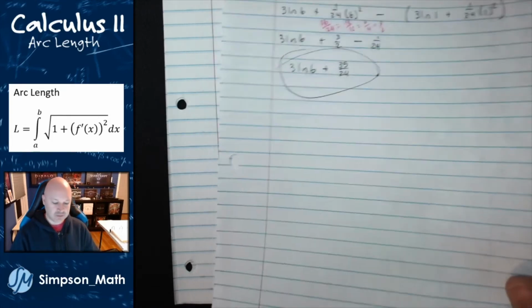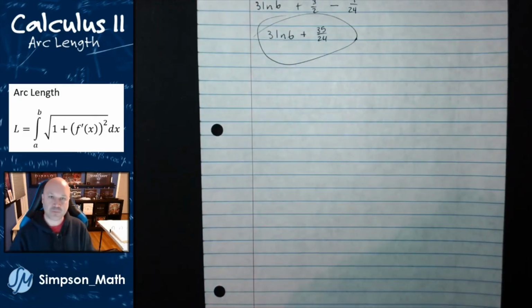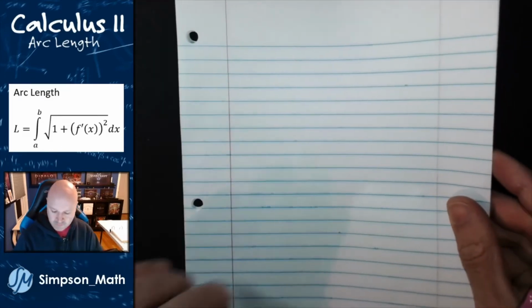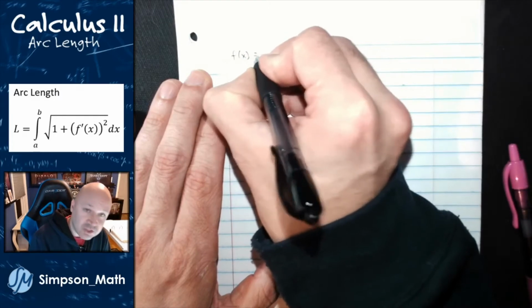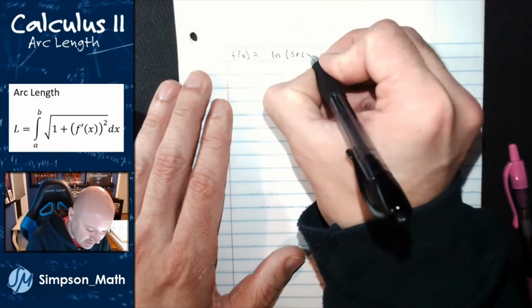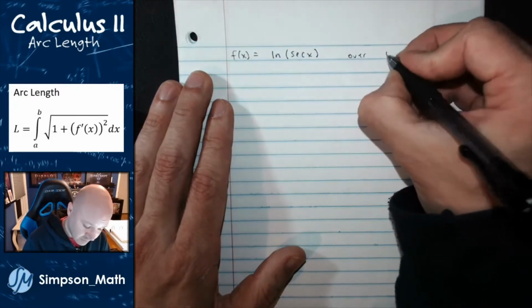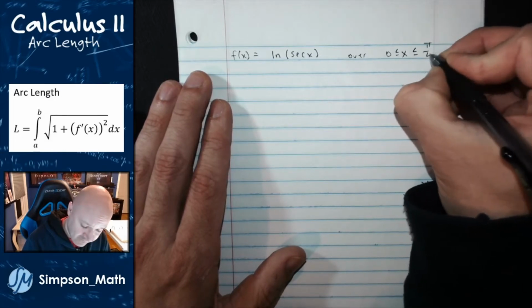I'm going to do another example. This time, we're given the function, the natural log of secant x over the interval 0 to pi fourths.